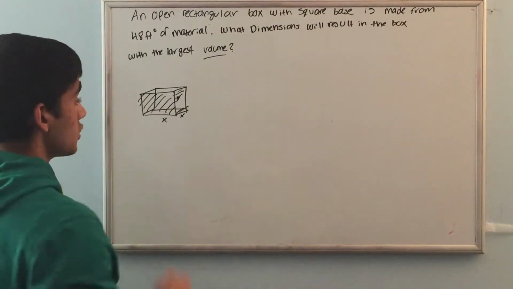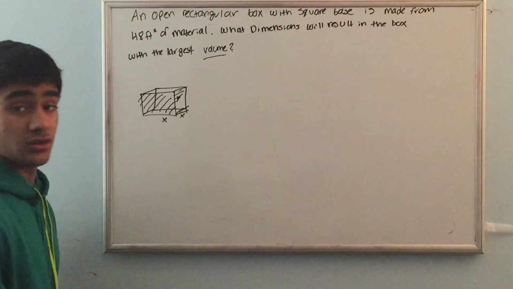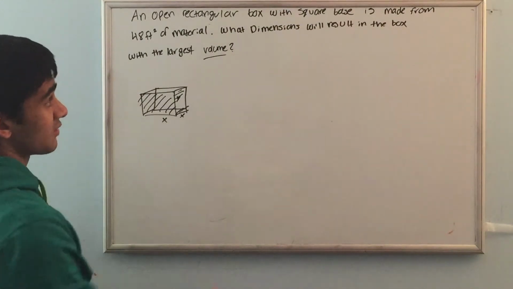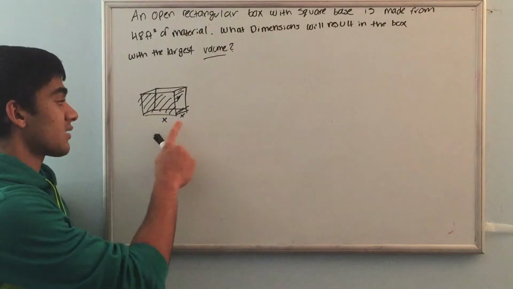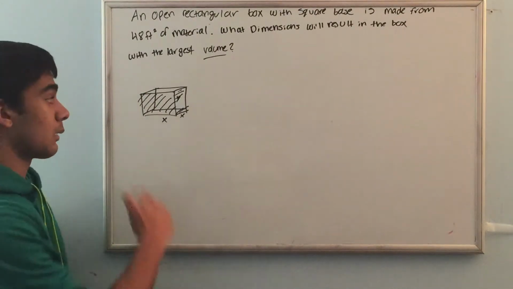The first thing I did was draw the diagram so it's easier to visualize. Notice how the base, since it's a square, has the same dimensions for its length and width. So I labeled those x and x, and the height we don't know, so I labeled that as y.